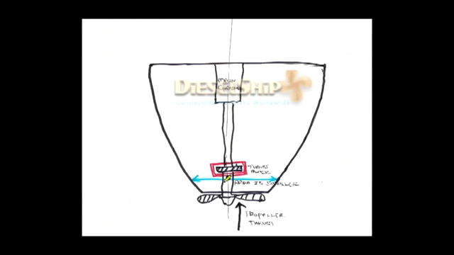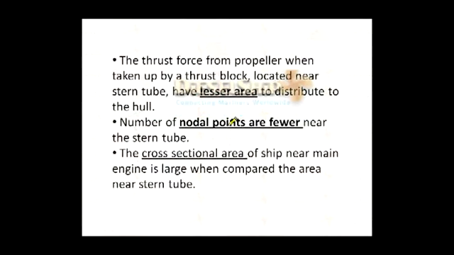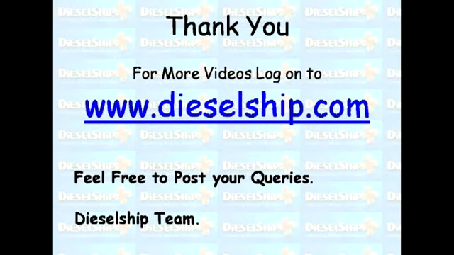Let's see the next picture. When I place the thrust block near the main engine, the cross-sectional area is comparatively larger for the propeller thrust to act on, and it doesn't require any additional stiffening member as the thrust block forms an integral part of the bed plate itself. So the thrust force from the propeller, when taken up by the thrust block located near the stern tube, has less area to distribute to the hull, and the number of nodal points is fewer near the stern tube.